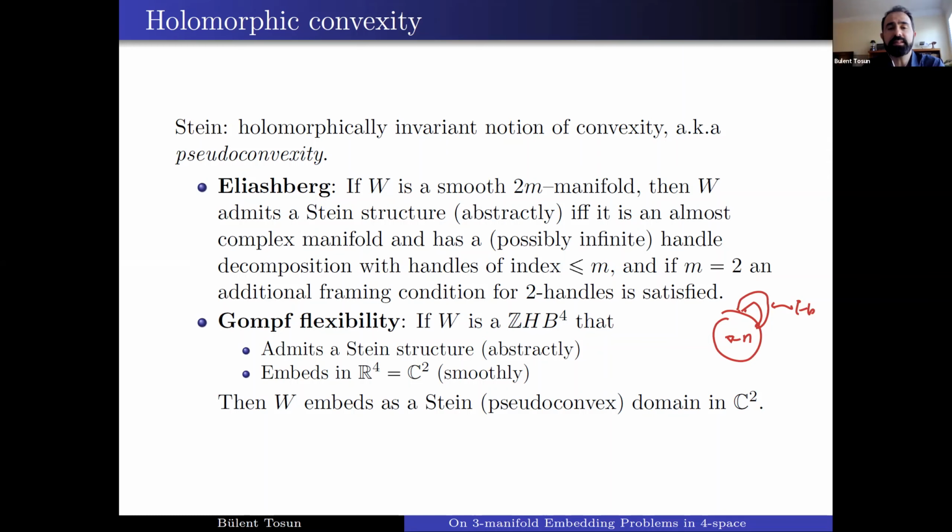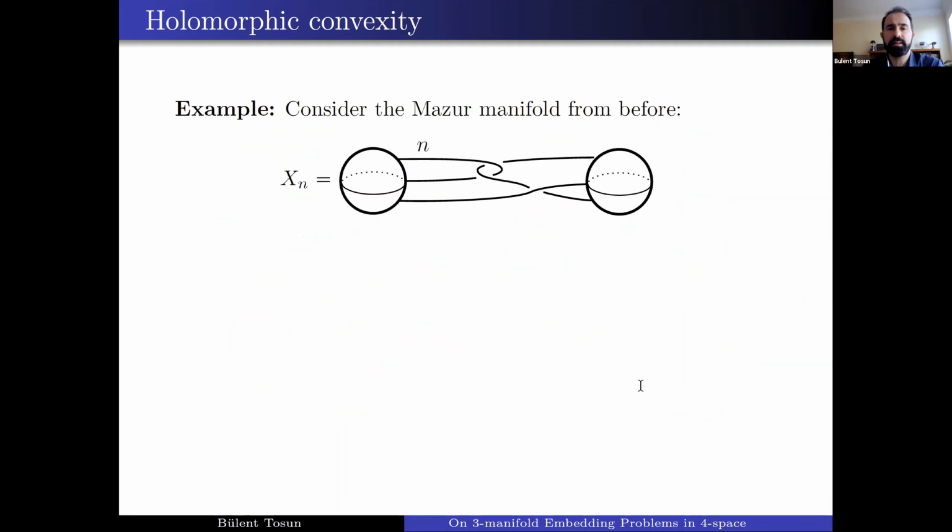But anyways, we still can have examples of this. The key is that maybe you need to introduce 1-handles. And here's an example of the general example of this. You will remember this picture from previous slides. So this mesotype manifold: as we just saw by Mazur's trick, we can always embed X_n, this contractible manifold, inside R^4 smoothly.